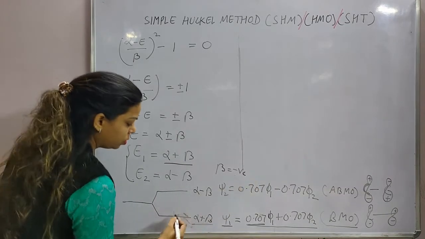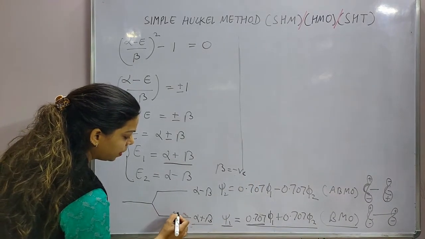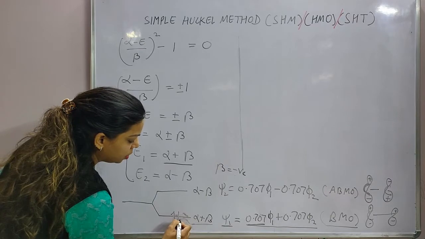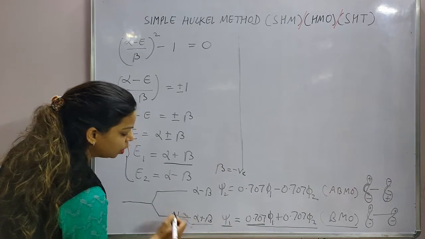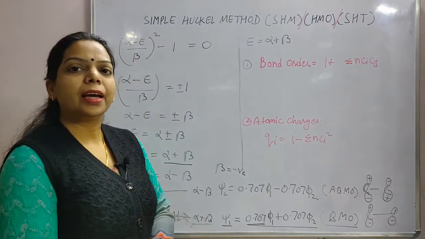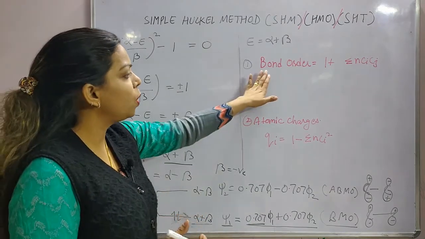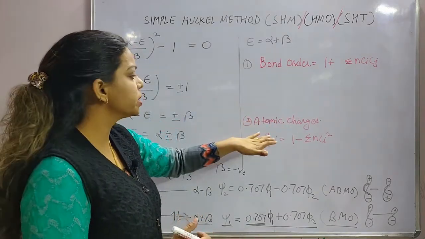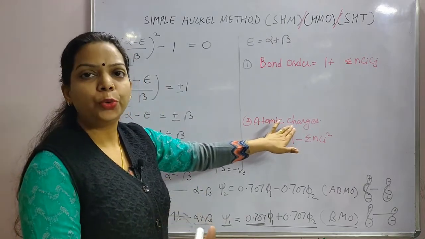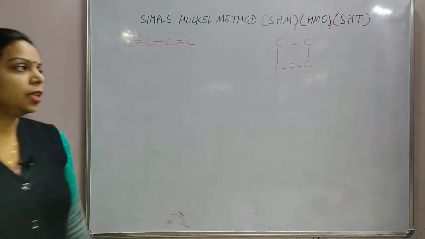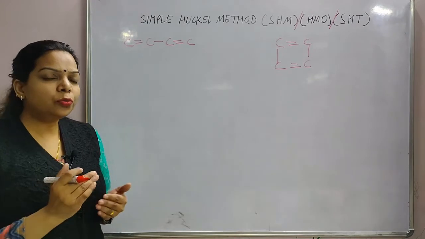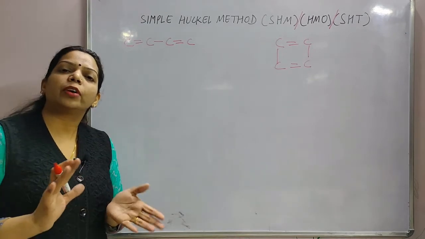Only 2. So I fill the pi electrons in the system in the lower orbital. So we can here calculate, using this formula, the bond order between the two carbon atoms and the atomic charges on the two carbon atoms in this case. Now let's learn how to form a secular determinant for any system.